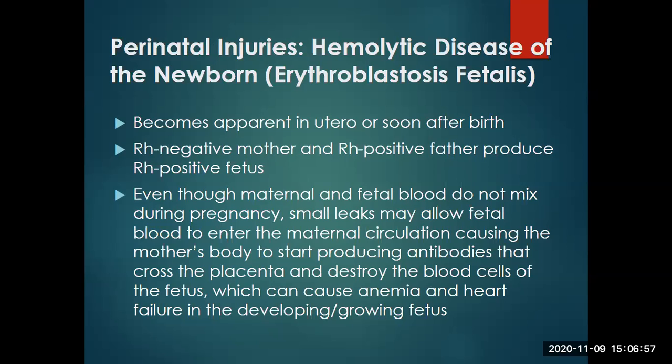So again, you really want to read this section again if those of you who have not gotten the mix of it. So now, again, it's about the mixture of the blood. So although fetal blood and maternal blood do not mix during pregnancy, small leaks may allow fetal blood to enter into the maternal circulation and sensitize the mother. So therefore, the mother's going to respond by producing antibodies that are going to cross the placenta and destroy the blood cells of the fetus. So when that happens, it can cause anemia and also possible heart failure.